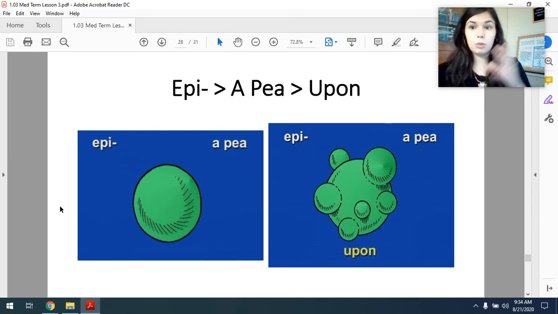Next we have epi, and we have an image of a pea. And then in the next image, we have lots of little peas on top of that pea, or upon that pea. Epi means a pea upon.